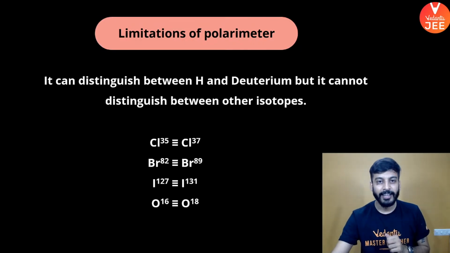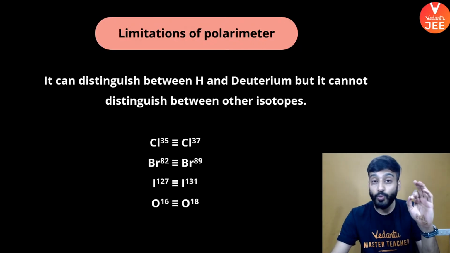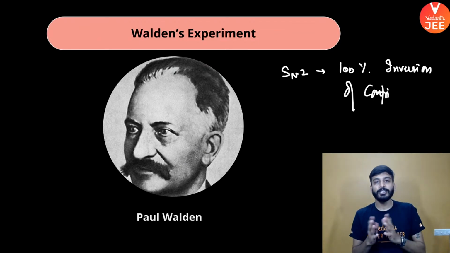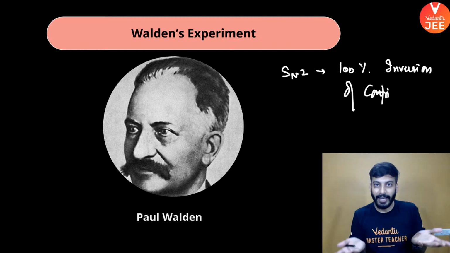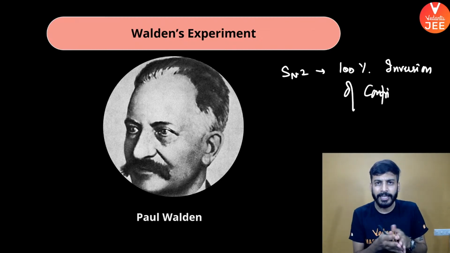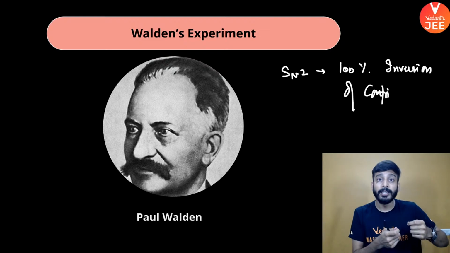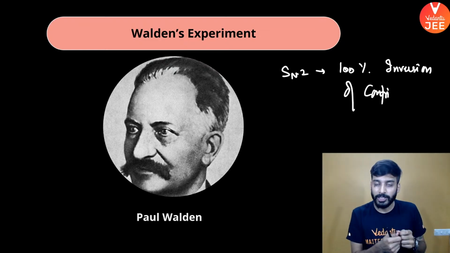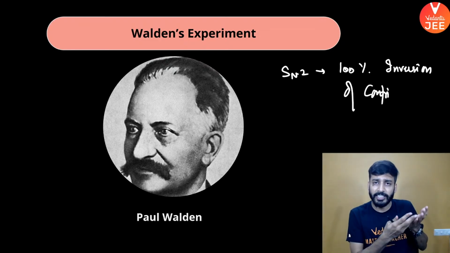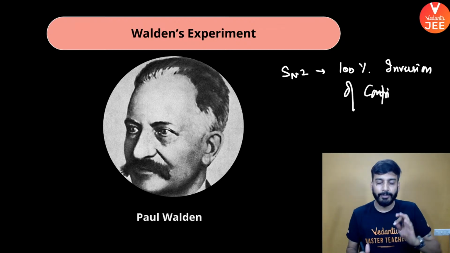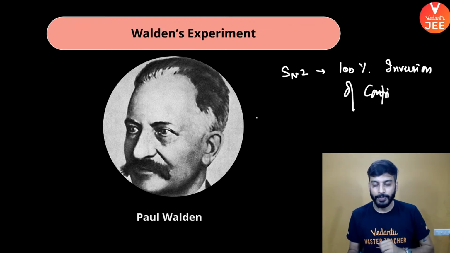So let's understand. Look, this guy was very, very smart. There was a limitation in the polarimeter. Polarimeter is actually used to tell us the optical activity, whether the compound is optically active, or if it is optically active, what must be the specific rotation degree, whether it is dextro or levo. It tells us. Okay, polarimeter has one limitation.